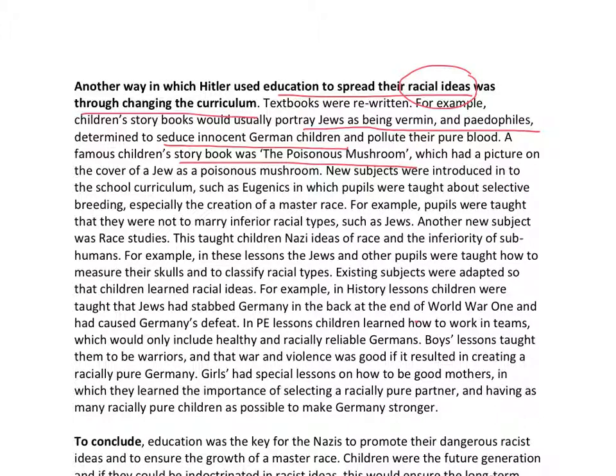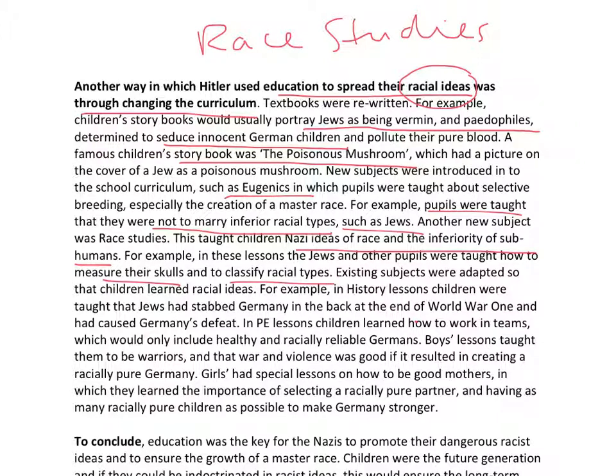New subjects. There's the subject eugenics, sometimes called race studies, which all children had to study. Pupils were taught in these lessons not to marry inferior racial types such as Jews. Nazi ideas of race and the inferiority of subhumans. They measured skulls, they measured the sizes of noses, for example, to classify racial types.